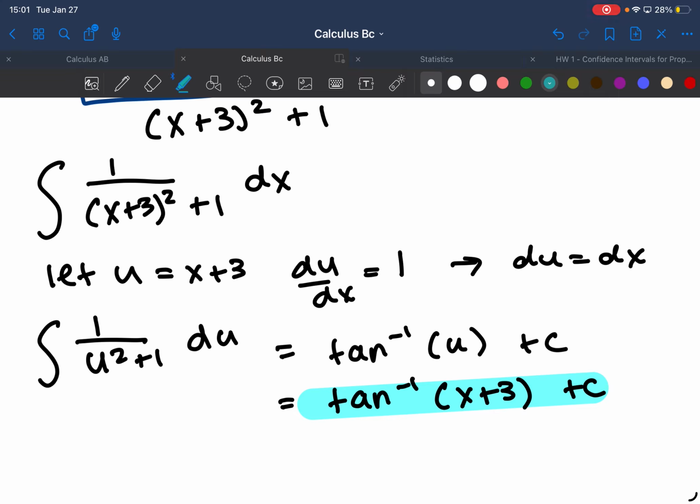Okay, so more often than not, if you need to use completing the square, most likely your answer is going to have an inverse trig function in it. Not saying always, saying more often than not.